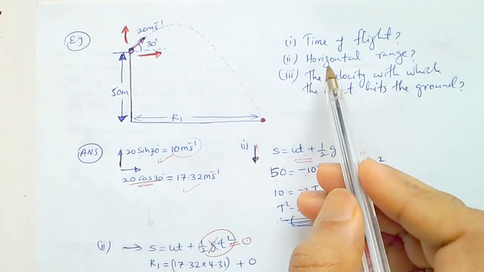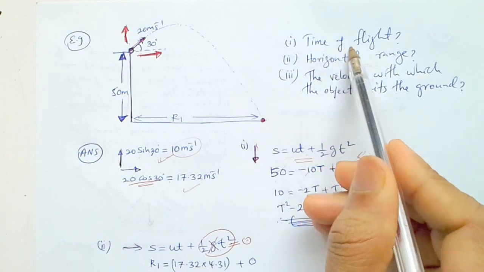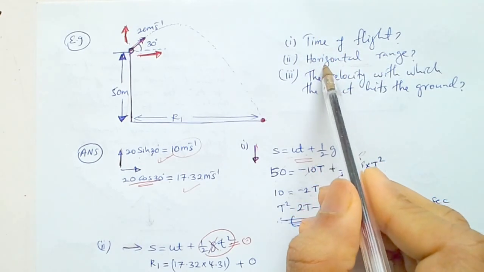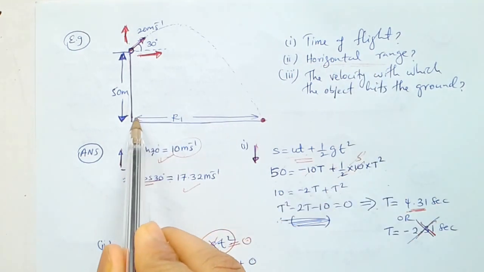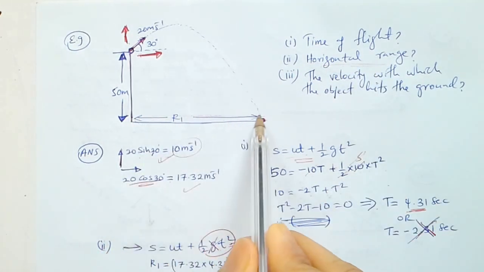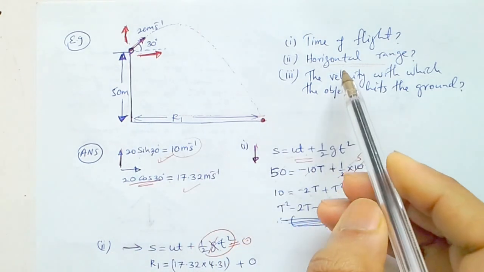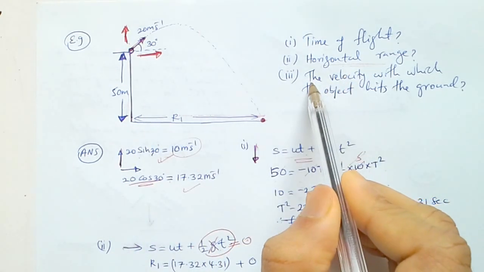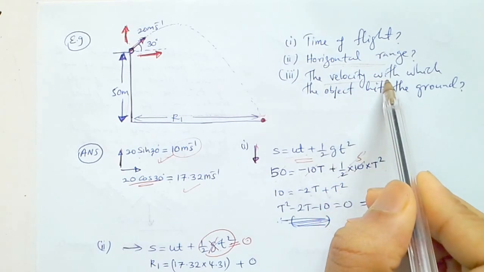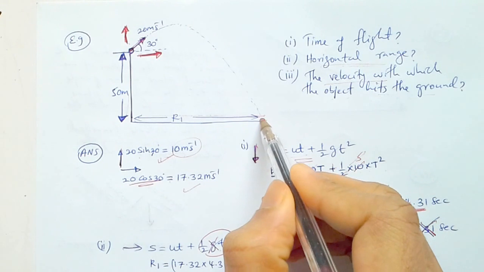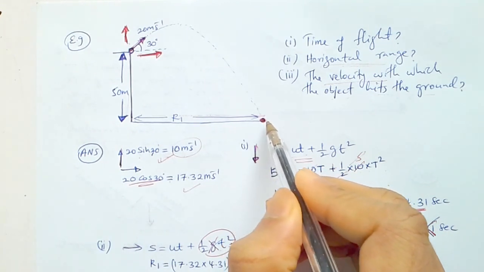The first part of the problem is you need to find the total time of flight. The second part is the horizontal range. You need to find the total range the projectile travels in the horizontal direction. And the third part is the velocity with which the object hits the ground. Meaning when the projectile hits the ground, what would be the speed?